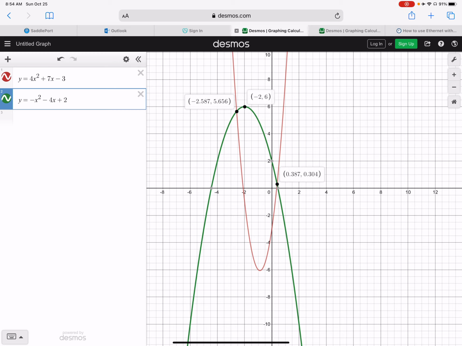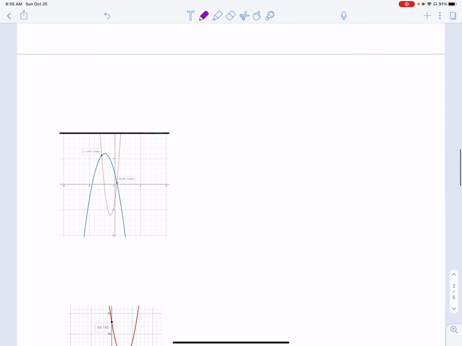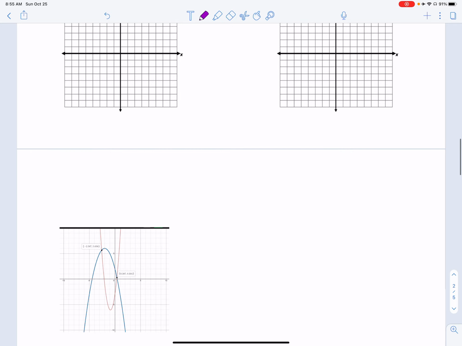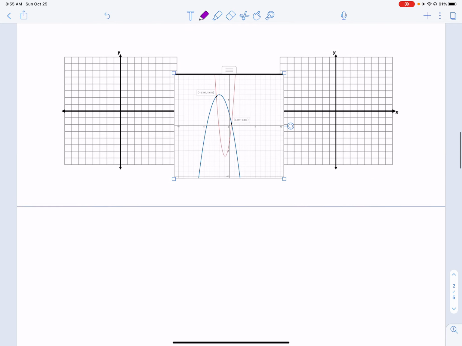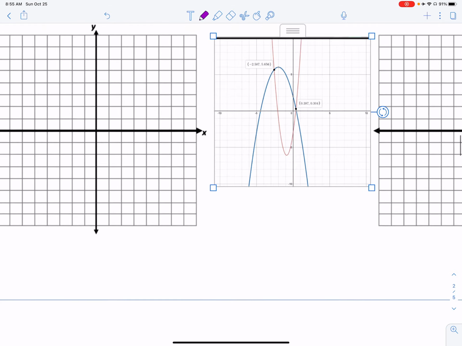The vertex of the second equation is negative 2, 6, and the vertex of the top equation isn't as pretty, so a negative 0.9 and a little bit more than negative 6 down. So we'll just use that and sketch those. And so what I did is I pre-saved these in Notability so that then we would come and copy that graph down.